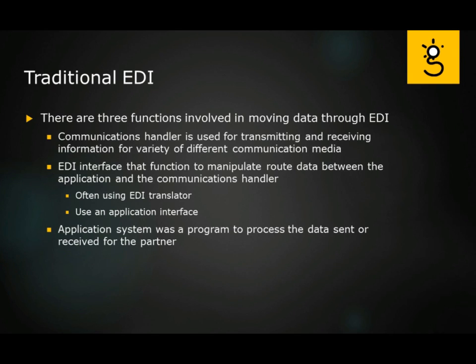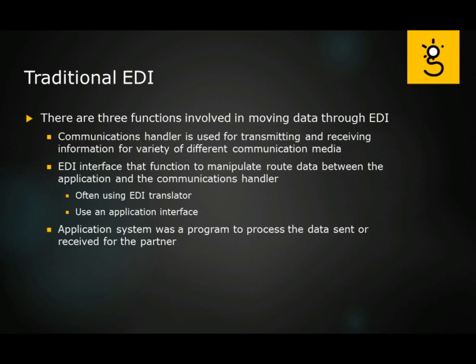Traditionally, there were three functions that are involved in moving data through the EDI. We had the communication handler that was designed to transmit or receive the information under a variety of different types of communication media. And I say different types because, when it came to communications, we're talking about sending ones and zeros. We already know we can do that through electrons, we can do it through photons, radio frequency, everything short of a smoke signal.